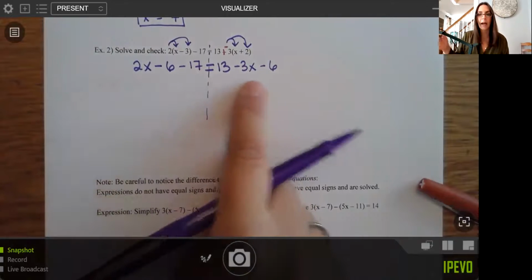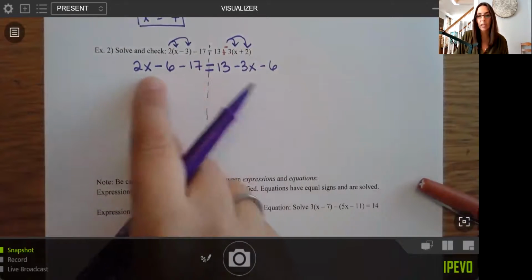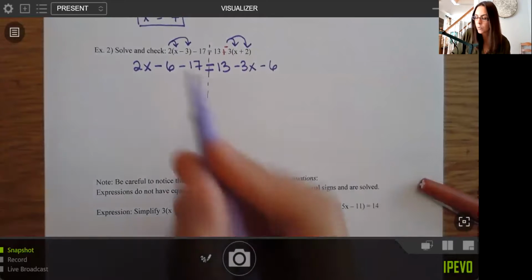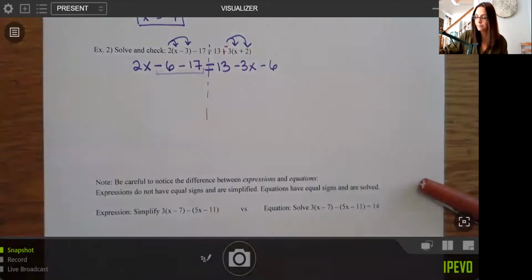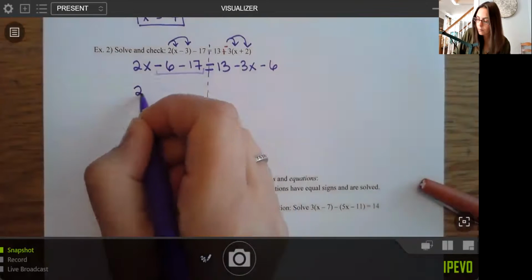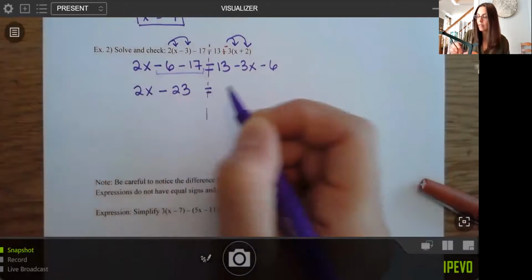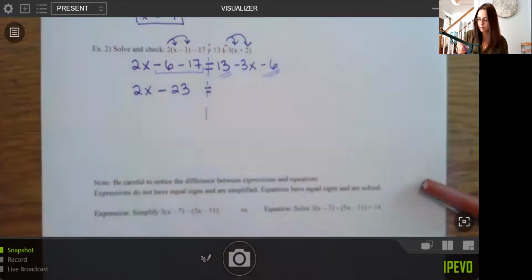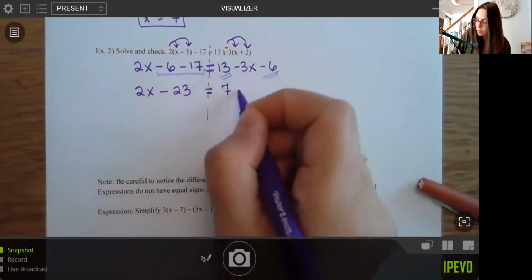Next, I don't see any fractions or decimals or things like that. But I do see I have like terms on each side of the equation. So before you start moving things from side to side, look on each side and combine your like terms. Here I see a -6 and a -17, so I'm going to have -23. And then on the right side, I see a 13 and a -6, which is going to be 7. And then I bring that -3x right down.